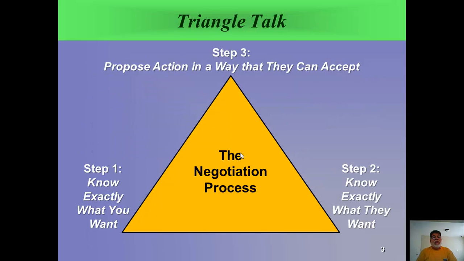The first step, know exactly what you want. Step 2 is know exactly what they want. Step 3 is to come up with a plan of action where you and the other party can both get what you want.